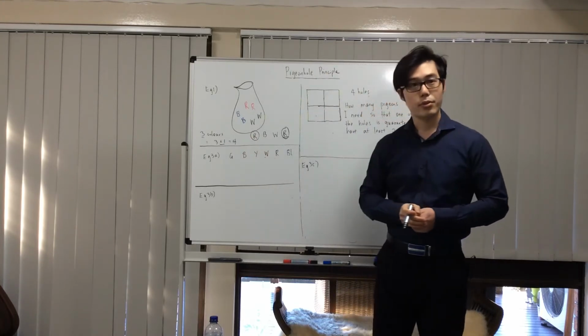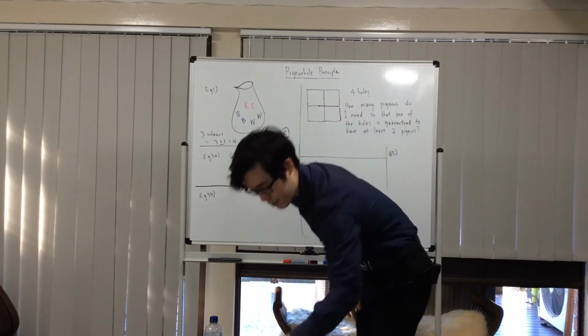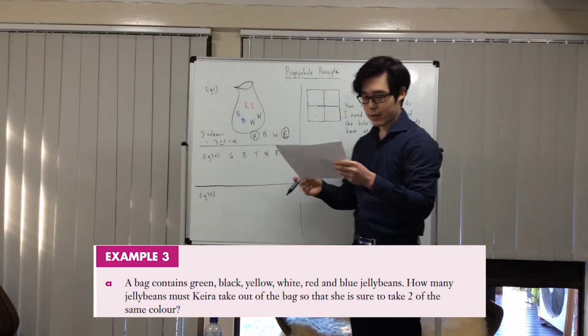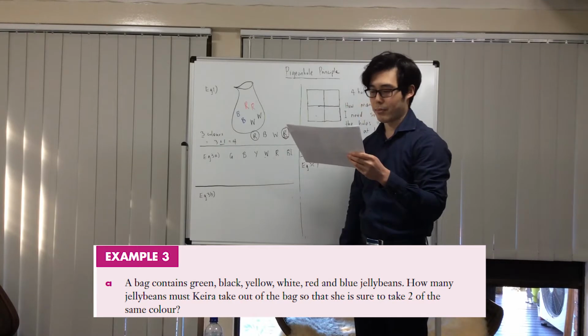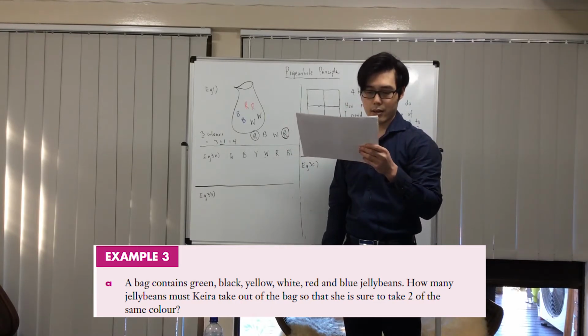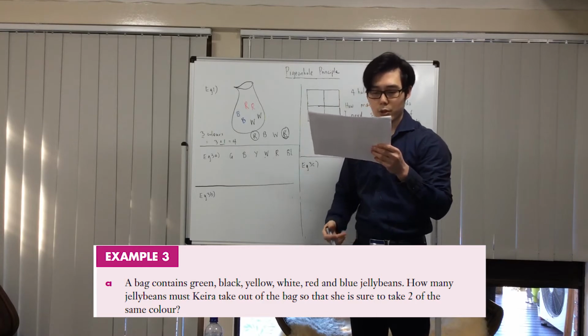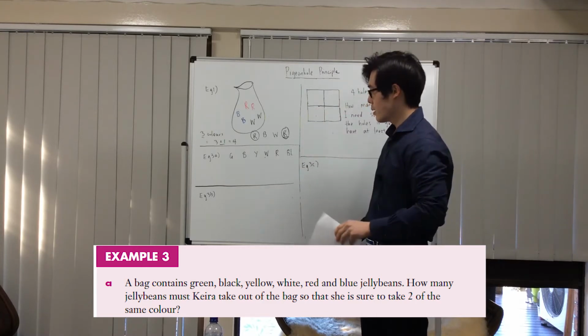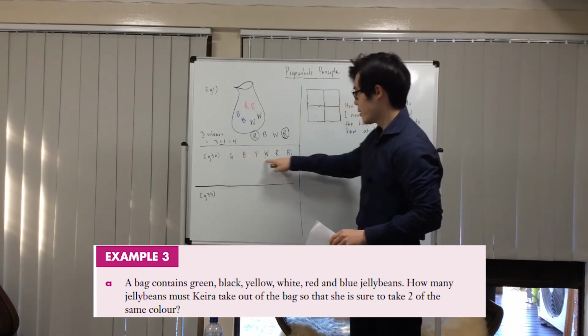Let's have a look at example 3a using the same concept. A bag contains green, black, yellow, white, red, and blue jelly beans. How many jelly beans must Kira take out of the bag so that she is sure to take 2 of the same color? All right, so I've written the colors here.